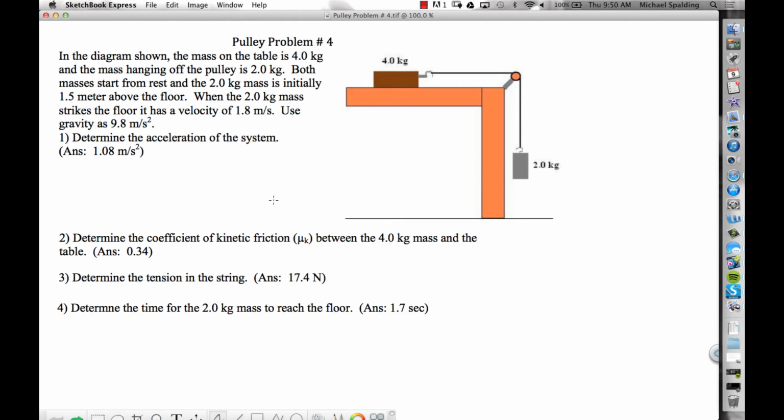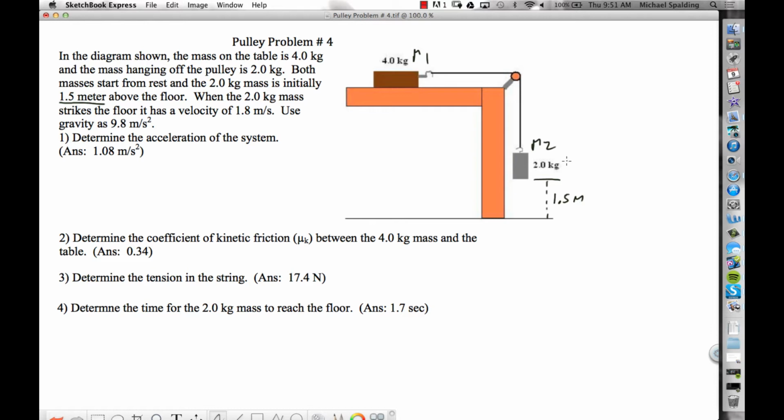All right, pulley problem number 4. We are given the mass of these two objects. I'm going to call this guy up here M1. This guy's going to be M2. We're given how high M2 starts above the ground. Right here, the 2 kilogram mass is 1.5 meters above the floor.